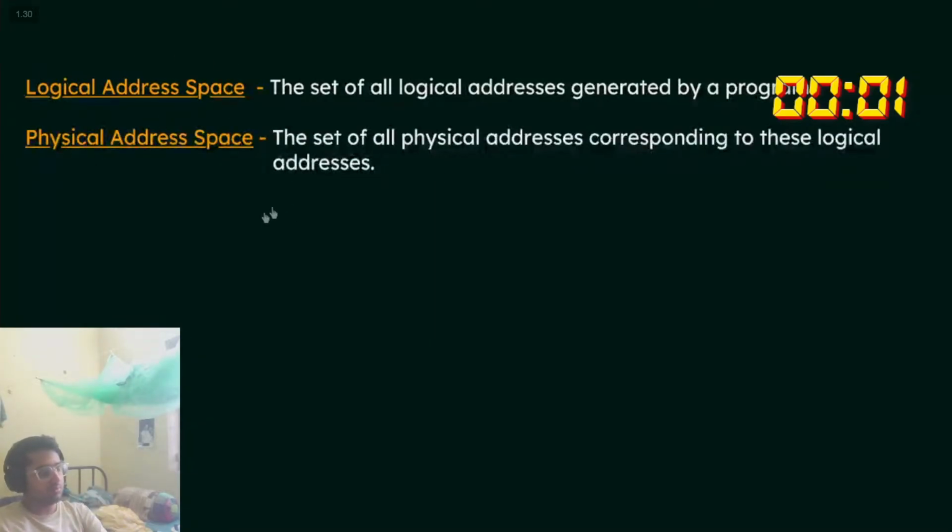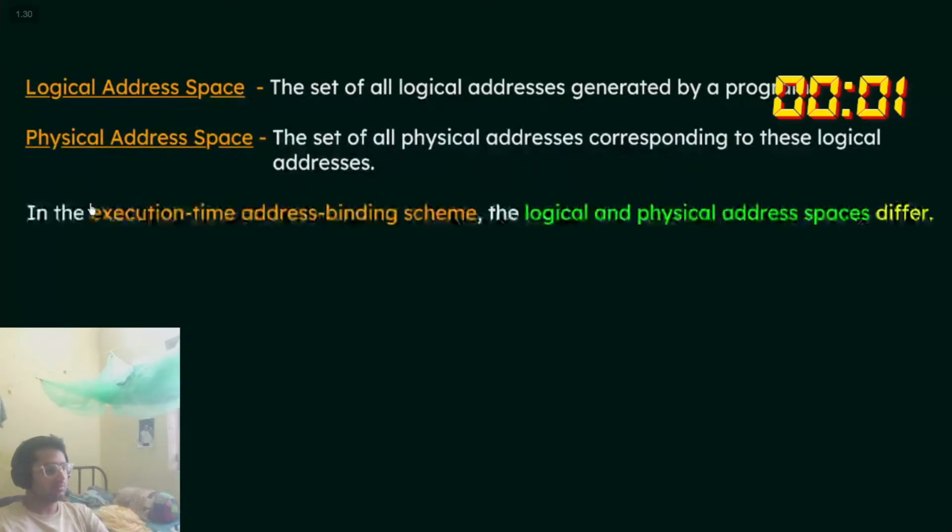So when we say corresponding to these logical addresses, keep in mind that if we are talking about compile time or load time address binding, the address spaces will be the same because the logical addresses and the physical addresses generated during compile time and load time address binding are the same. But in case of execution time address binding, the logical address space and the physical address space will differ. They are not the same. So if they are not the same, how will we map them to each other? How will we know that for a particular logical address space, this is the corresponding physical address space?